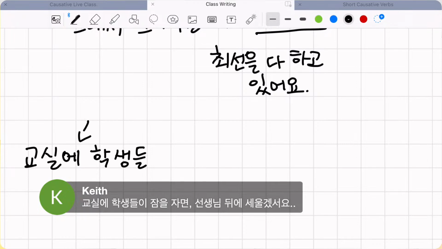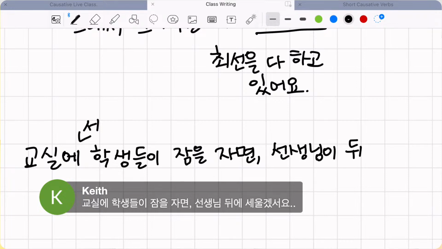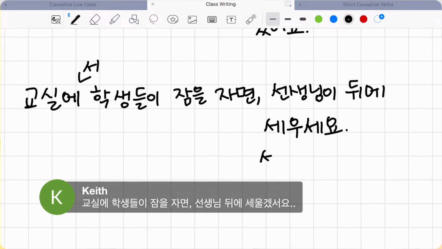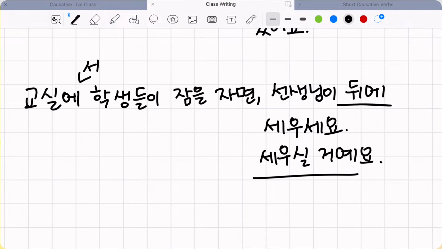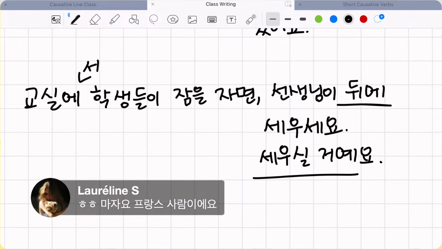교실에서 학생들이 잠을 자면 선생님께서 선생님이 뒤에 세우세요. You can use something like 세우세요 or 세우실 거예요. She will make you stand 뒤에 at the back of the classroom, right? 그렇게 쓰시면 되고 프랑스 사람 맞죠? 딱 그 이름에서 느낌이 왔어요. I could feel that from your name.